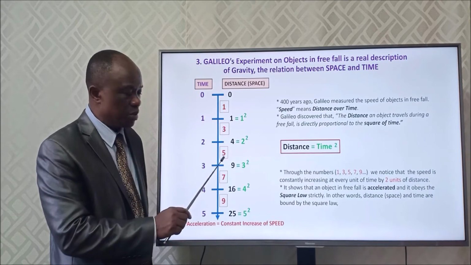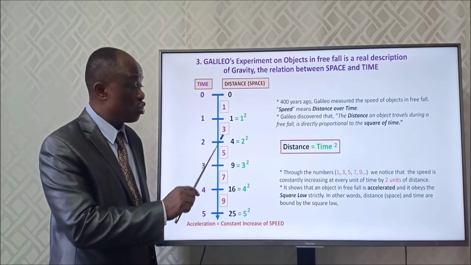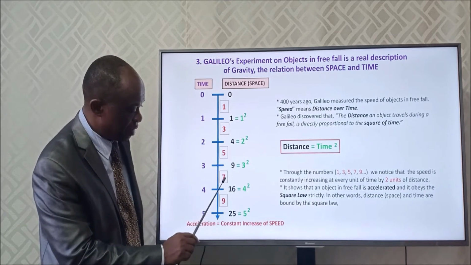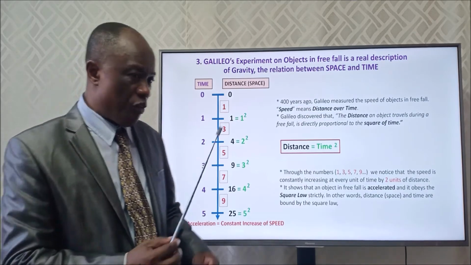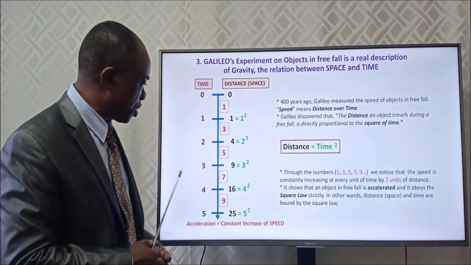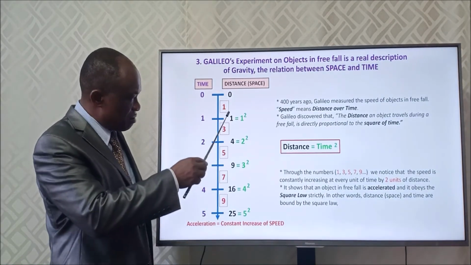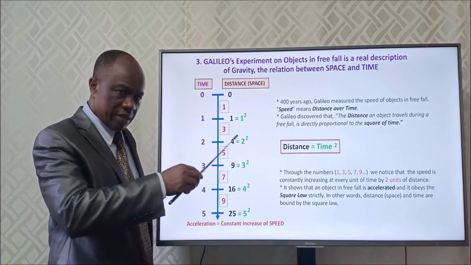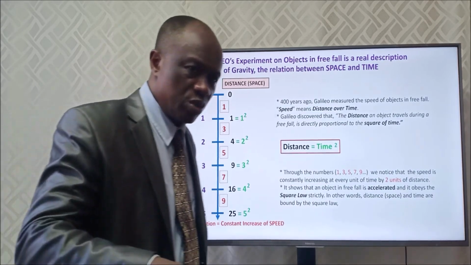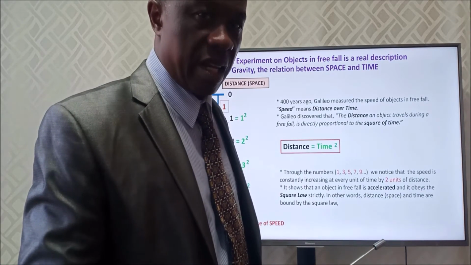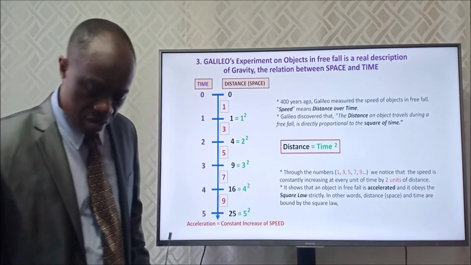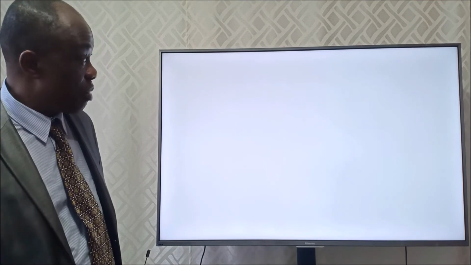When it goes here, it becomes 5. So plus 2, plus 2, 7, plus 2, 9. So the rate of increase in speed, what we call acceleration here, is going by plus 2, plus 2, plus 2. You understand that? Yeah. So now, what does this diagram illustrate?